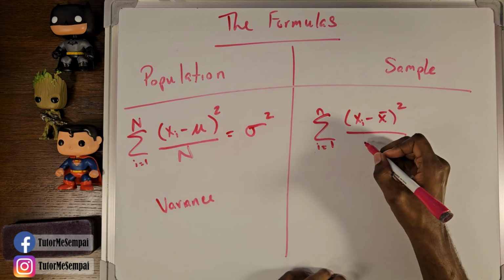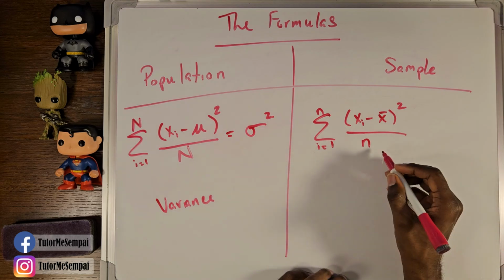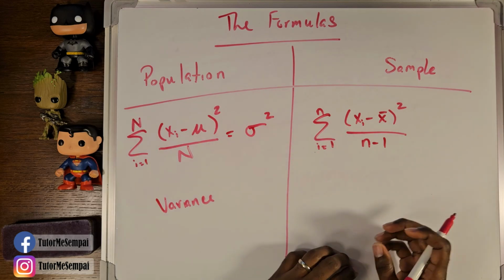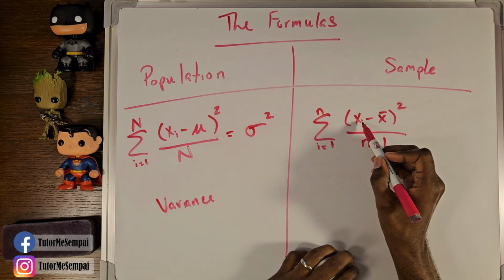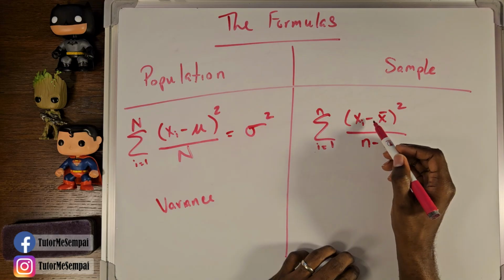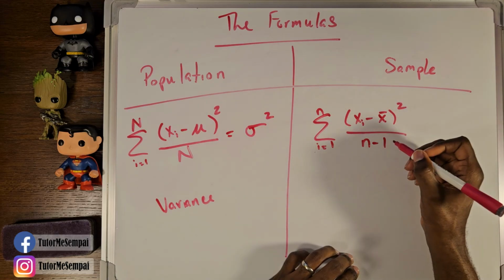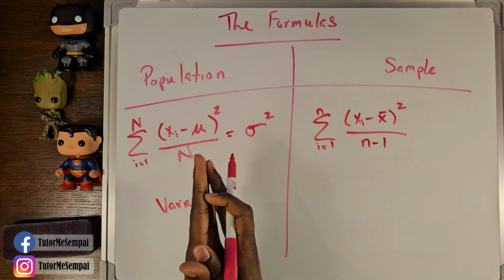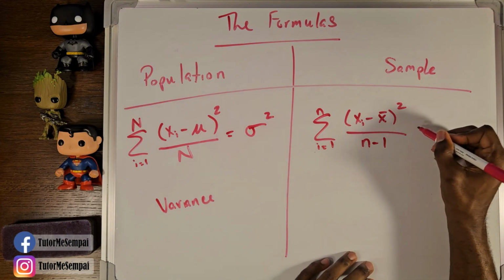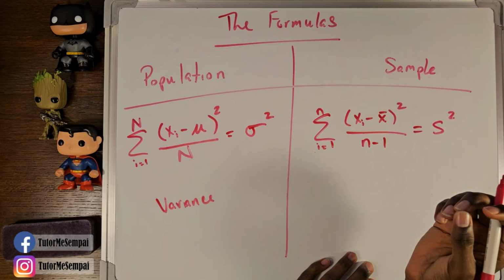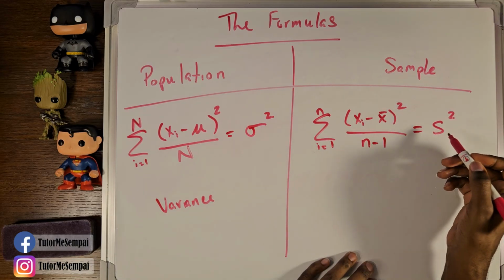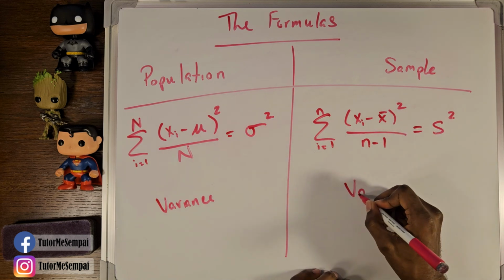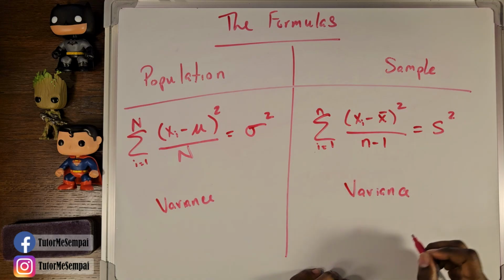And instead of putting capital N, you're actually going to put an n minus 1. So this tells us for every data point in our sample, we're going to subtract the sample mean, we're going to square it, we're going to divide it by the total number of our sample minus 1, and that's going to give us our variance here. It's denoted by an S squared. Instead of sigma squared, it's an S squared. But this is also how you find your variance.